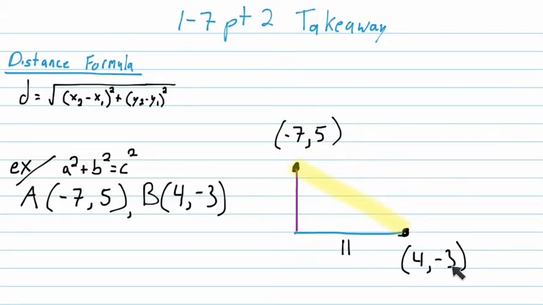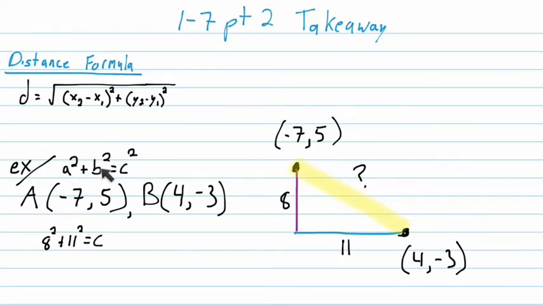The vertical distance, 5 and -3. How far apart is 5 from -3? 8. Again, you can count them, you can think of it in your head, but it's really just a subtraction problem. To be honest, the way I do it, I think of it as distance from 0. So 5 is 5 units away from 0. -3 is 3 units away from 0. 5 and 3 give me 8. So the horizontal is 11. The vertical is 8. That's going to help us find the diagonal.